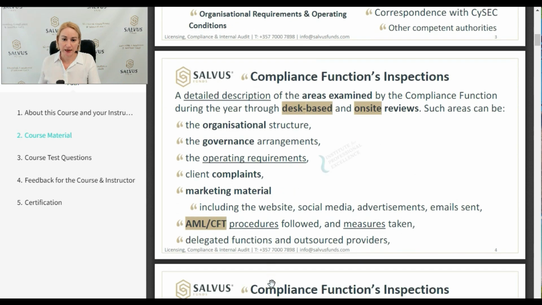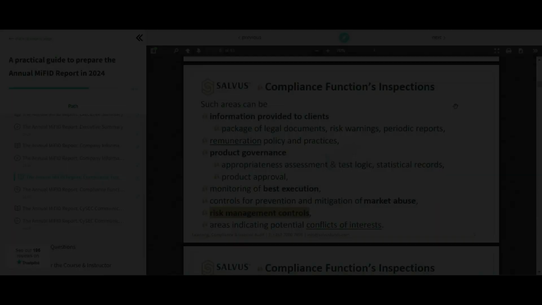So, a detailed description of all areas examined has to be in detail within our report. So, we are going through organization structure, governance arrangements, operating requirements, any client complaints, and marketing material disseminated, including website, social media advertisements, and emails sent to clients.